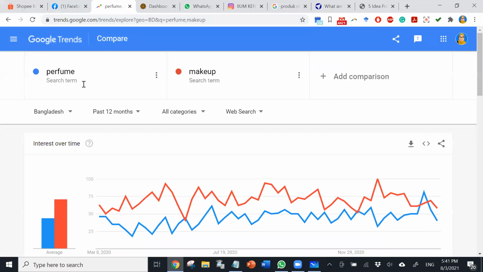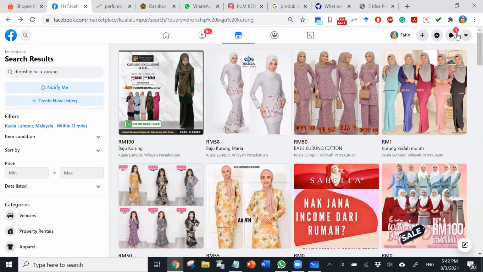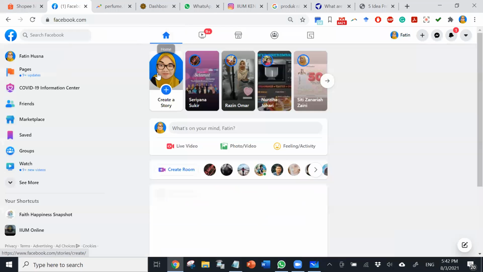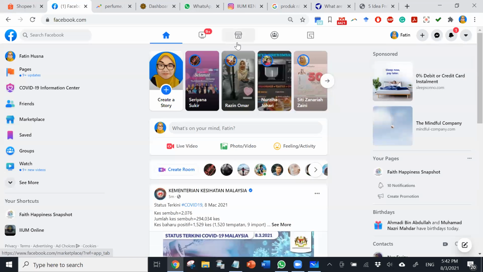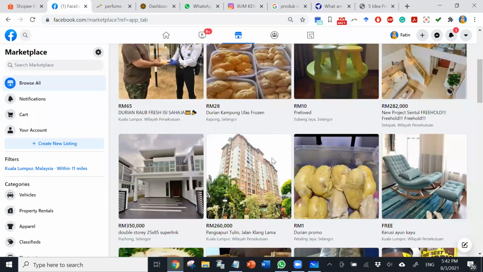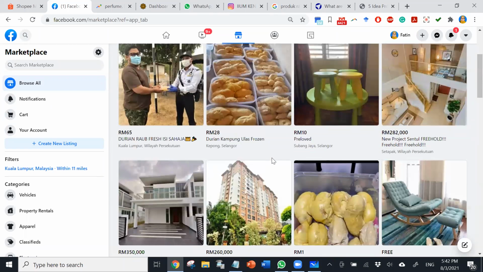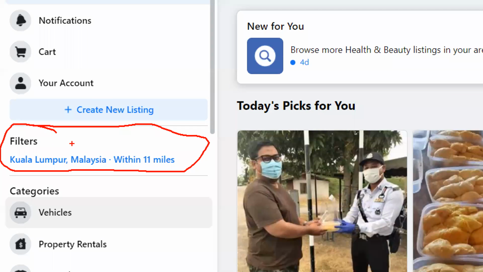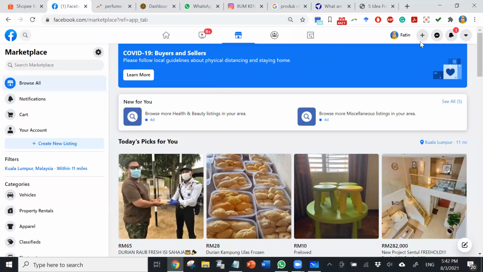So how to find them? Okay, you go to Facebook. We are going to use another platform called Facebook. Okay, this is my Facebook. When you go to your Facebook, click on home. This one is called marketplace, so you go to marketplace. You want to find the business people that sell the stocks. So what you need to do is go to the filters here. Okay, you click on filters.